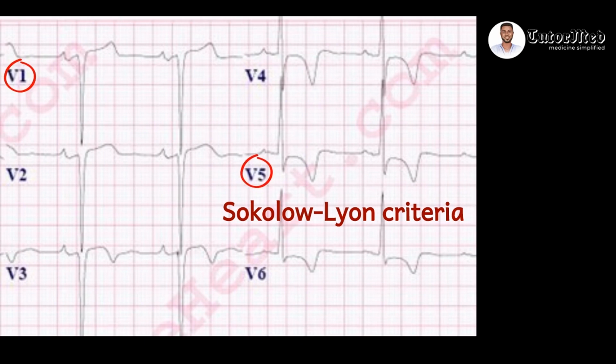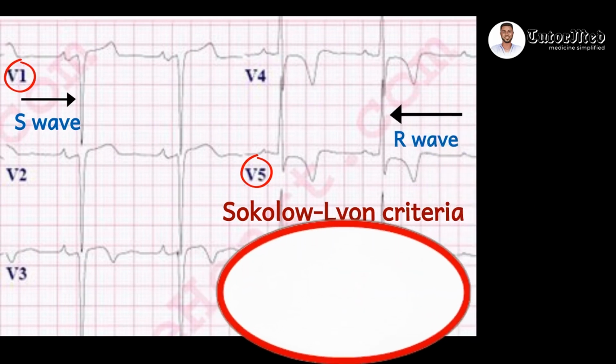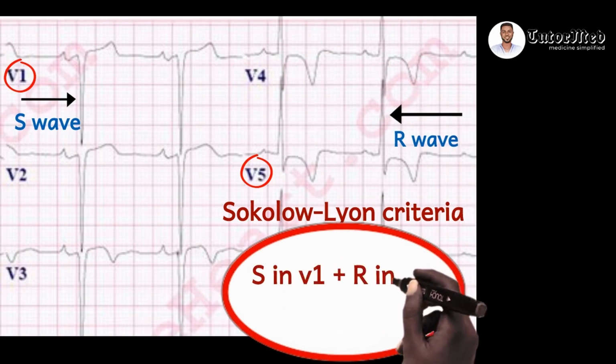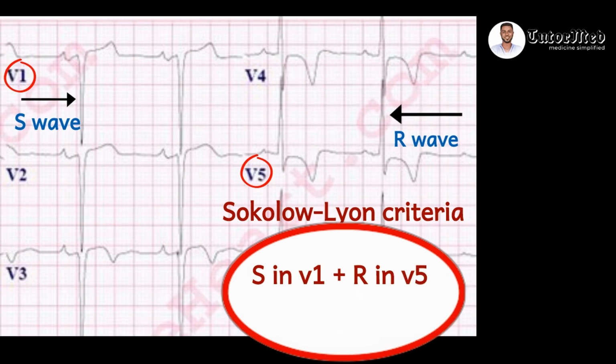For lead V1, focus on the S wave, and this is the S wave as indicated by the arrow. And if you have watched the previous video, you understand why this is the S wave, right? Very good. And then for lead V5, focus on the R wave. And this is the R wave like I've indicated. Now the criteria says that the S wave in V1 plus the R wave in V5, if more than 35 millimeters or 35 small boxes, indicates left ventricular hypertrophy.